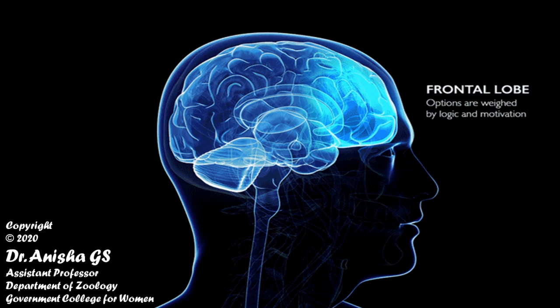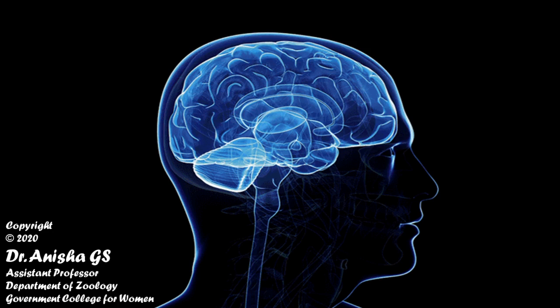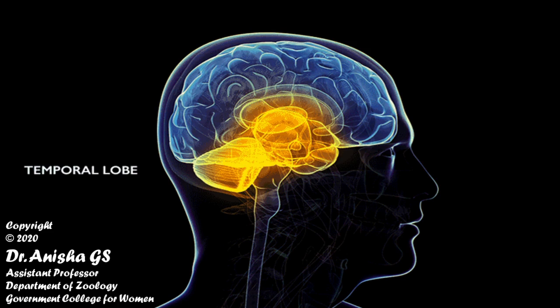So that is about the 5 different lobes of the cerebral hemispheres.